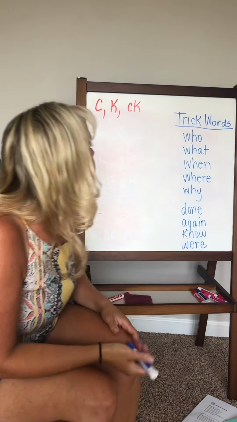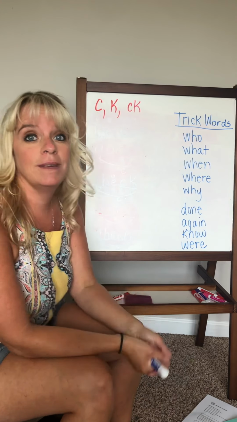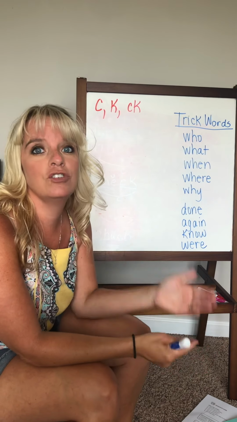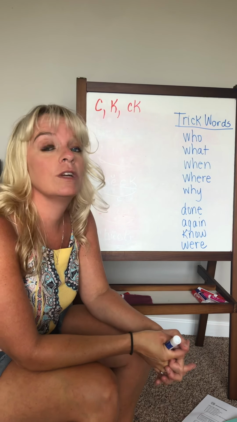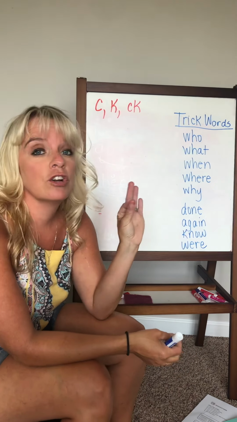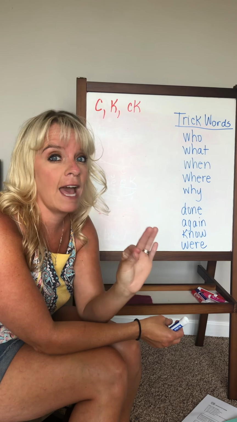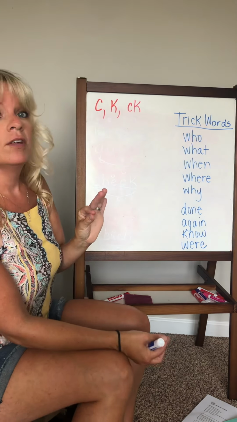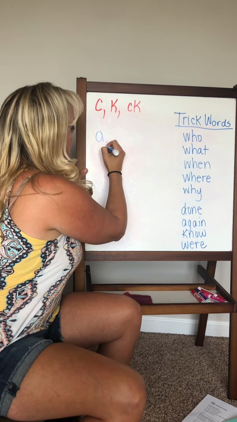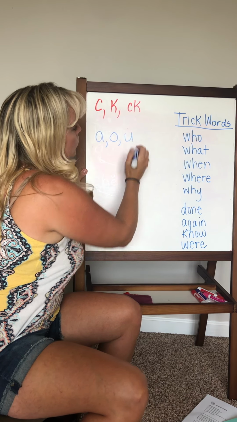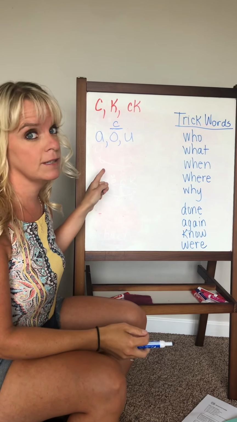So now what I want to focus on is when you're trying to spell a word that has the k at the beginning of a word, how do you know whether or not to use a C or a K? That can be really tricky. So I'm actually going to show you a trick today. When your word begins with a k, you're going to pay attention to what vowel comes right after it. If your vowel right after the k sound is an A, O, or U, you're always going to use the C. And I'm going to show you some examples.